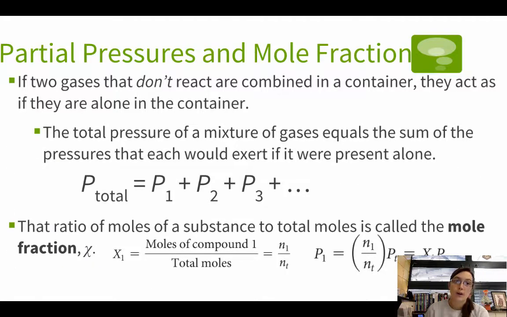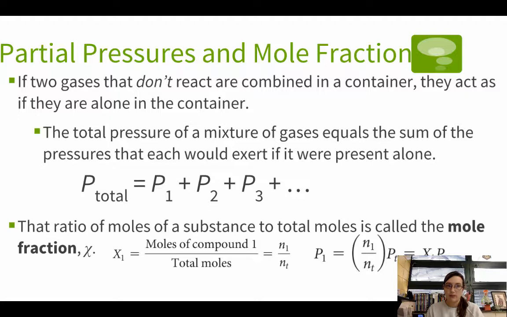So I want to start by just reviewing Dalton's law of partial pressures and mole fractions. If you have two gases that don't react and they're combined in a container, they're going to act independently. If you have oxygen and argon that are getting mixed in a container, those aren't going to react. Oxygen gas is not going to react with a noble gas, so they're going to act independently. What that means is you can use the ideal gas law to figure out each individual pressure. Then the total pressure of the mixture of gases is just each individual one added up.